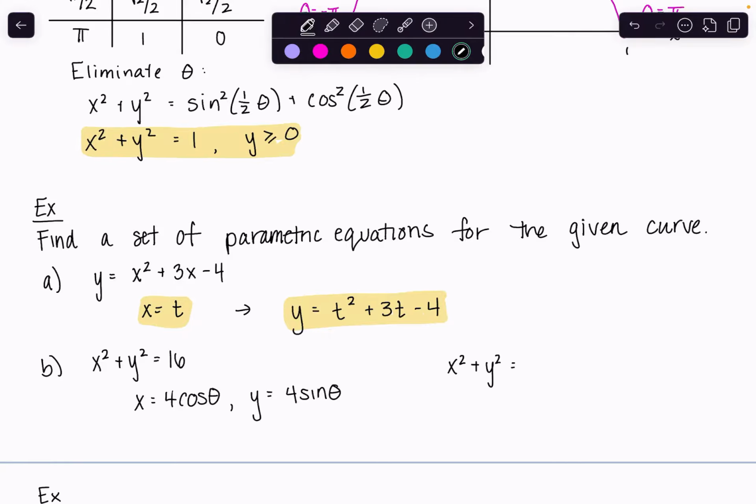So if I add these together, that gives me 4 squared cosine squared of theta plus 4 squared sine squared of theta. Well, that's 16, and then you can factor that out. And then sine squared plus cosine squared gives us 1. So indeed, this does work. Okay.